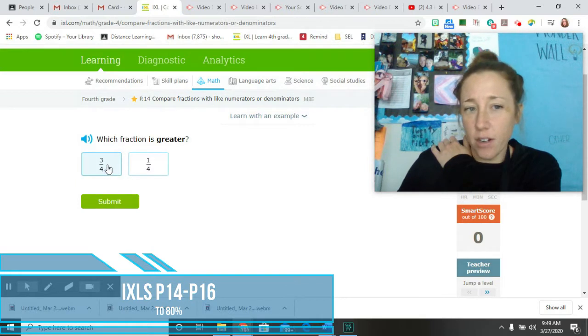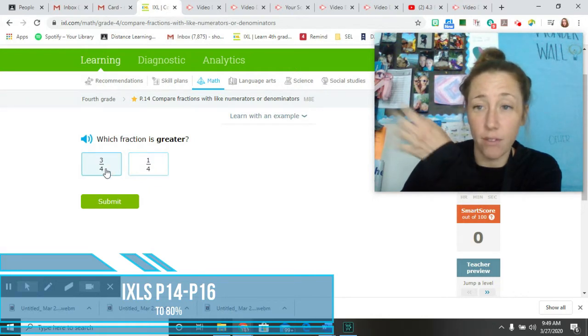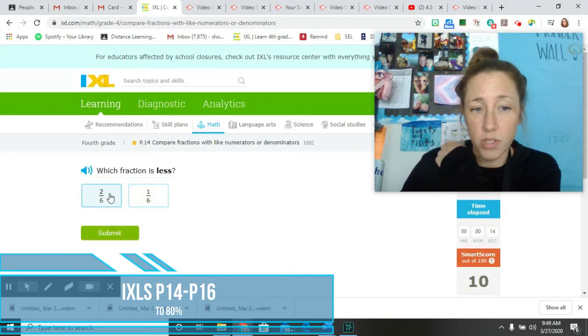This one's greater. If the denominators are the same, we're going to look at the numerator. 3 is more than 1. If I have 3/4, and you only have 1/4, I have 2 more than you, right? That one's greater. Which one's less? 2/6, 1/6. Denominators are the same, so just compare the numerators. Smaller the numerator, smaller the fraction.